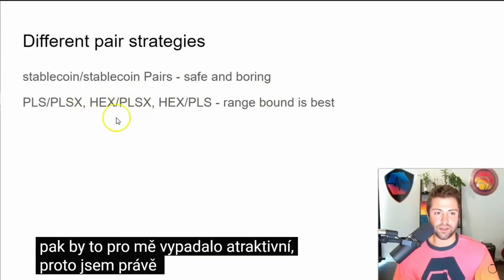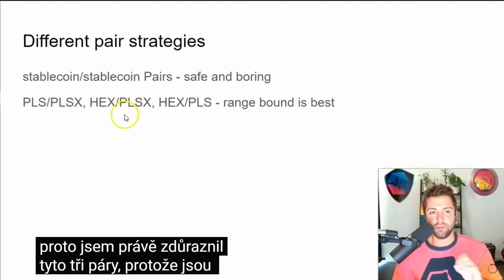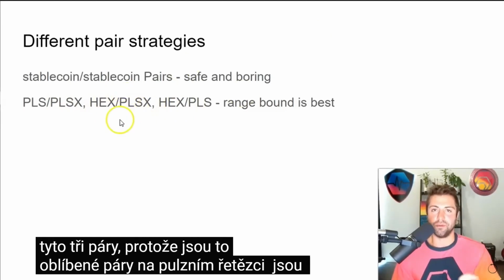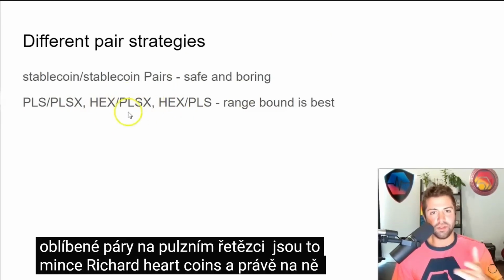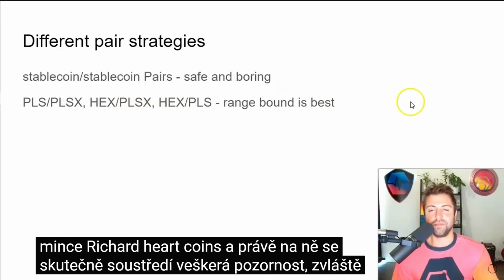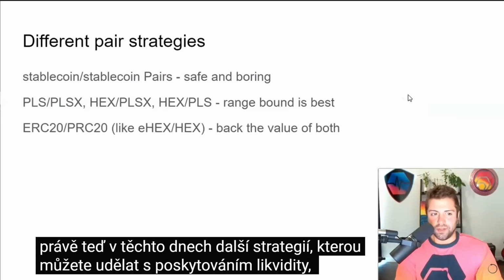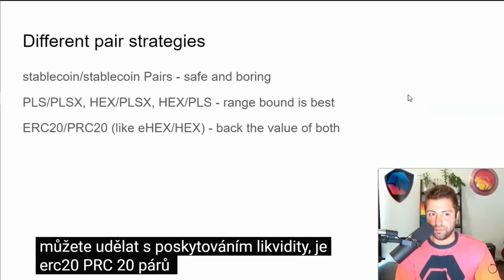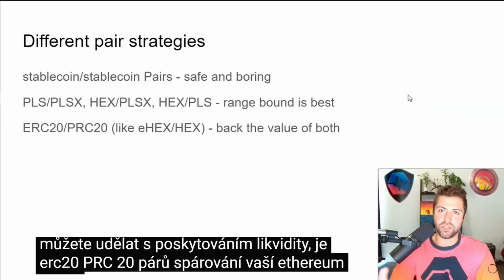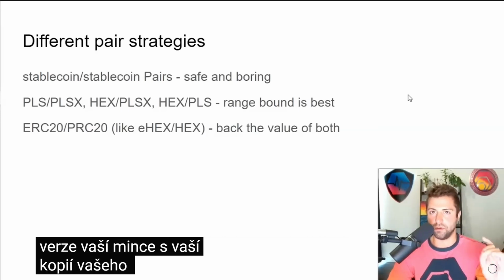So that's why I just highlighted these 3 pairs, because they're the popular pairs on PulseChain. They're the Richard Heart coins, and it's where all the attention is really at, especially right now in these days. Another strategy you can do with liquidity providing is ERC20, PRC20 pairs, pairing the Ethereum version of your coin with your PulseChain copy of your coin.